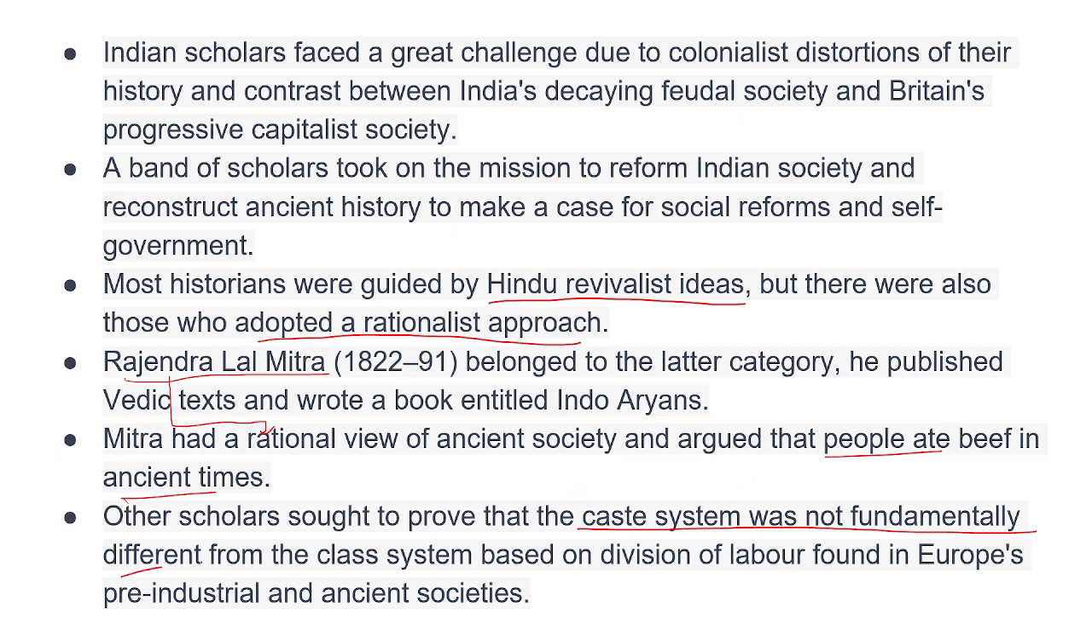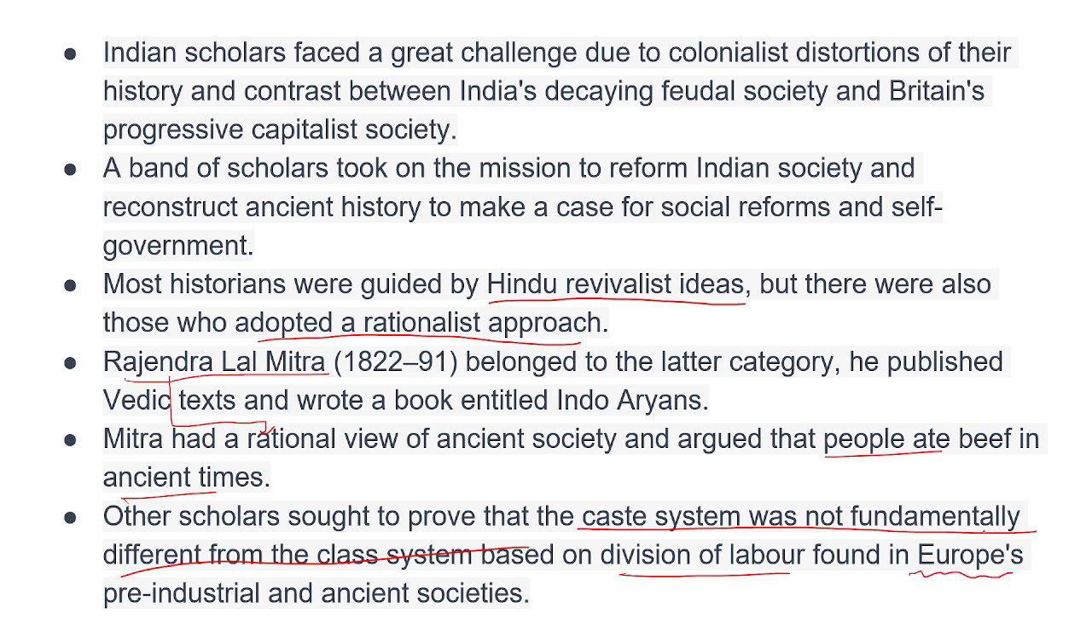It was not different from the class system, which was based on division of labor, and it was also found in Europe's pre-industrial and ancient societies. तो आप ऐसे क्यों बोलते हो सिर्फ इंडिया में ये देखने को मिलता है, right? Why do you always say that it is only an Indian phenomenon? It is also seen in Europe, right? It is also seen in Europe.